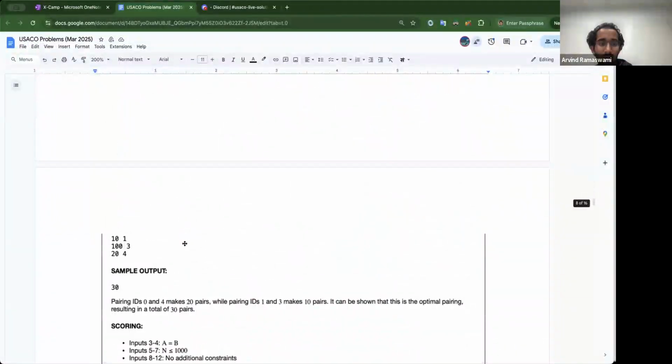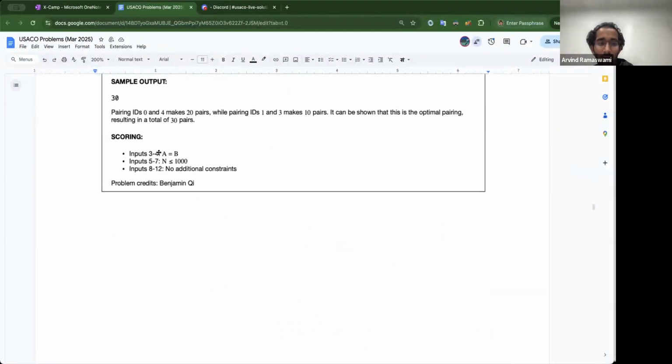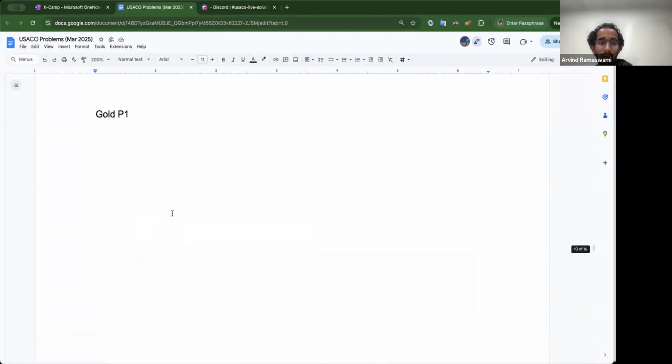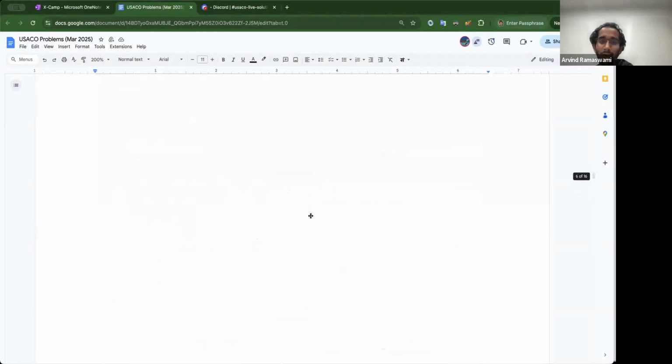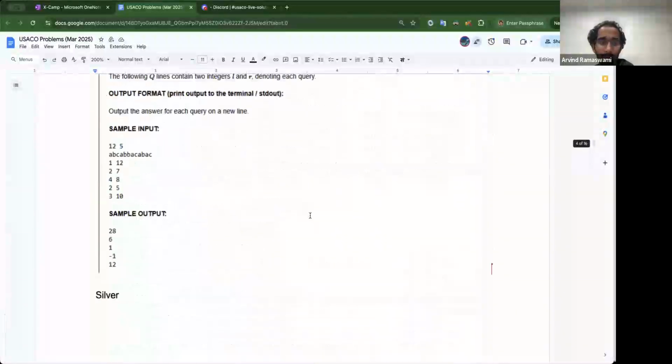And then it's around 1/5 if you solve the first one. And then there's the third problem. I guess the third problem has more test cases. But let's go over the problems in order.